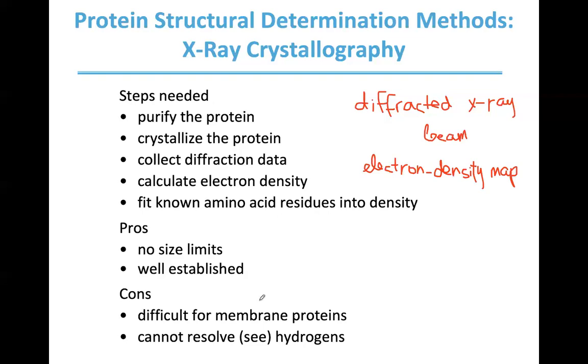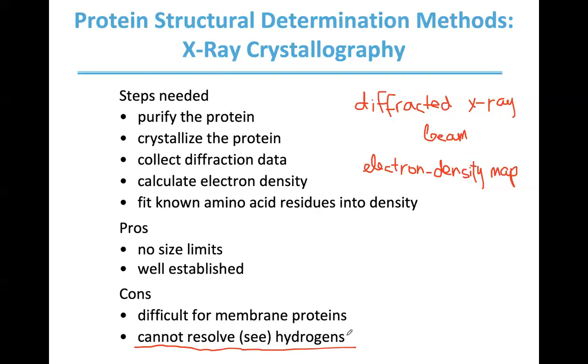And as a consequence, very far at the bottom here, it cannot resolve C hydrogens. Remember, each atom in your structure will have electrons. Carbon has P electrons, S electrons, oxygen, nitrogen in your peptide. But hydrogens will not have any electrons on the inner shells. It only has one electron to bond with something else, and that's what you will see. So you will not see hydrogens.